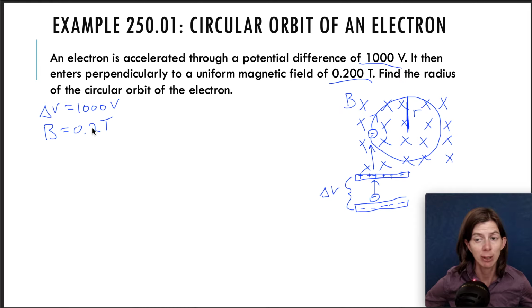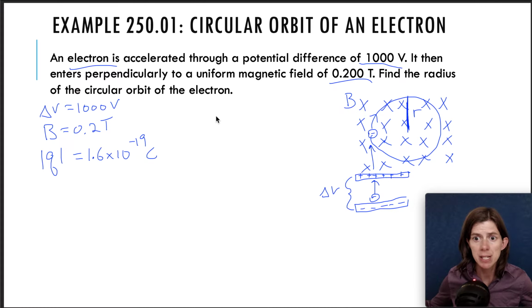What else are we given? We're given more than that. We know it's an electron, so we know the charge, and we only care about the magnitude of the charge. So we'll just do the magnitude of the charge, 1.6 times 10 to the negative 19 coulombs. The reason we only need the magnitude of the charge is because the equation that we just learned in the previous video, r equals mv over qB, uses the magnitude of the charge.